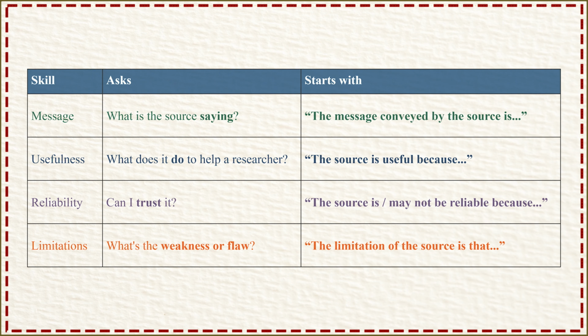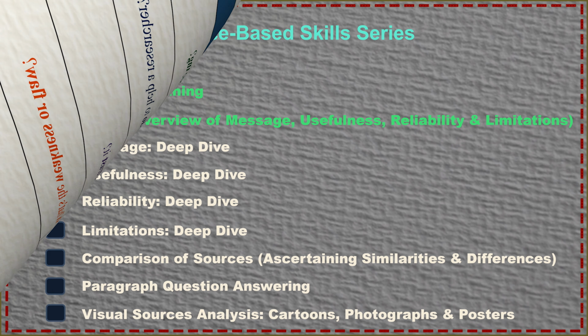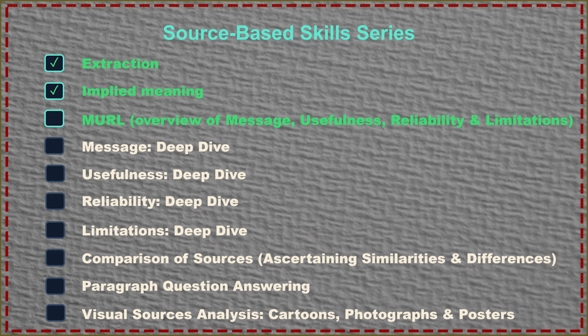So next time you see a source in your exam, don't panic and start describing what you see. Pause. Ask yourself, is this asking for message, usefulness, reliability, or limitations? Then reach for the matching template. In the videos that follow, we will unpack each skill individually and apply it across all Grade 12 source-based topics so that you can recognize exactly what the examiners are looking for, regardless of which topic appears in your exam. They will address the said confinements or focuses.